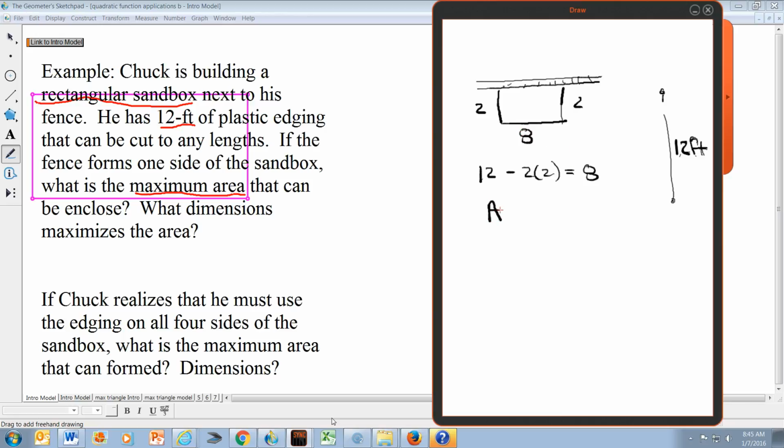What would the area of that rectangle be? Well, area is length times width. Our length is 8 feet. Our width is 2 feet for a total of 16 feet squared. Alright, so there's one example. I know I can build at least a sandbox of 16 square feet.